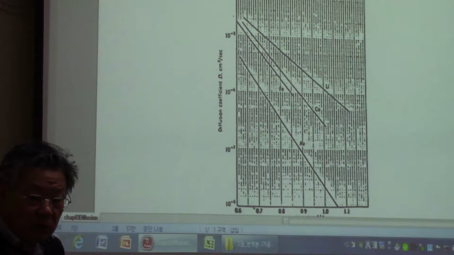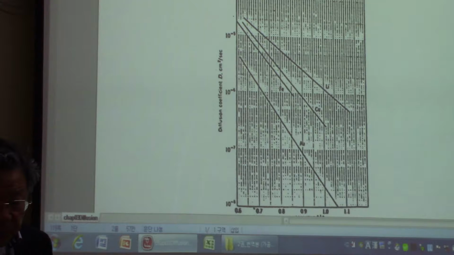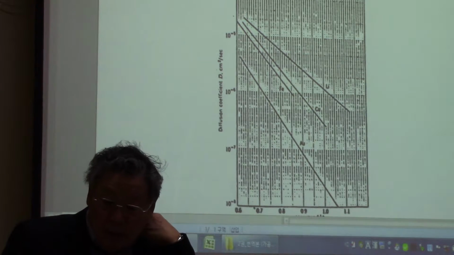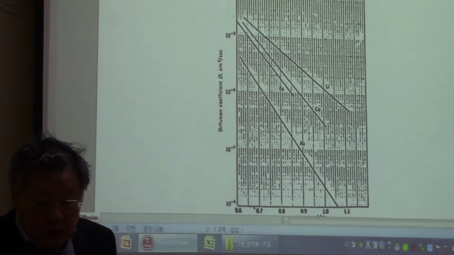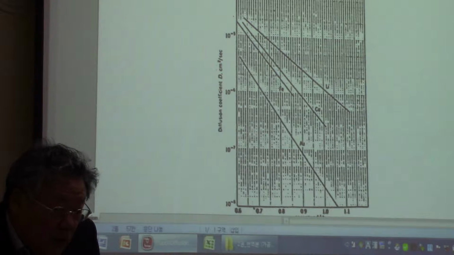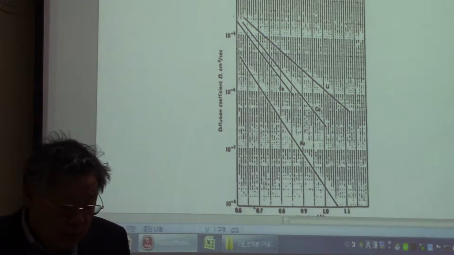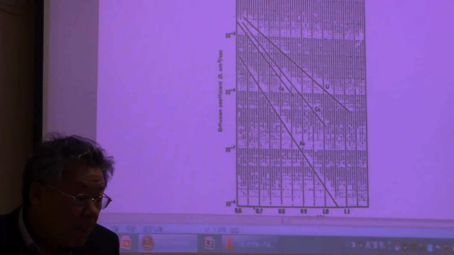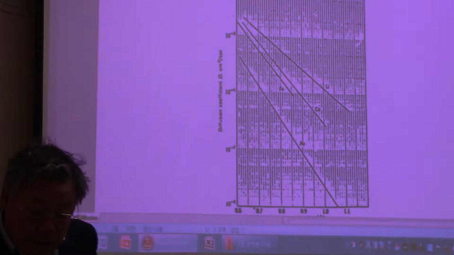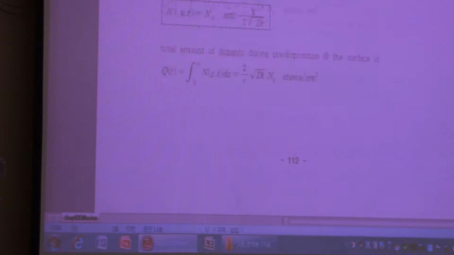The substitutional diffusion is mainly happening for the dopant atoms, but most of the impurity atoms diffuse by interstitial diffusion, which is much faster than the substitutional diffusion. And the diffusion process can be divided into two processes.